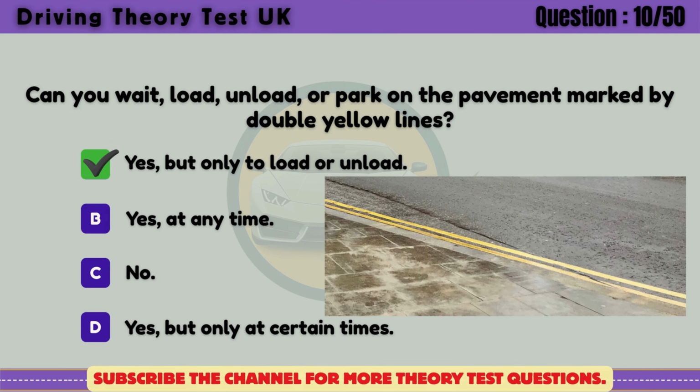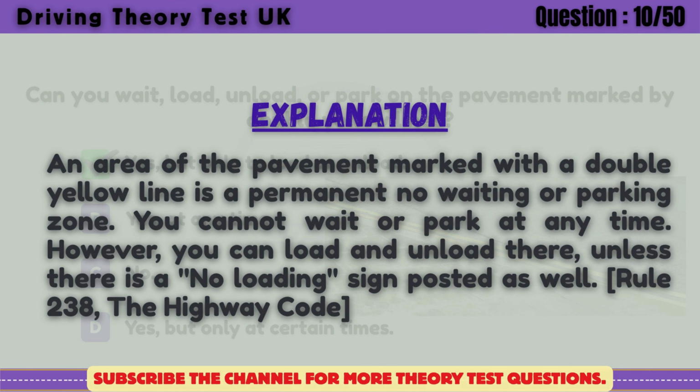Answer is A. Yes, but only to load or unload. An area of the pavement marked with a double yellow line is a permanent no waiting or parking zone. You cannot wait or park at any time. However, you can load and unload there, unless there is a no loading sign posted as well.